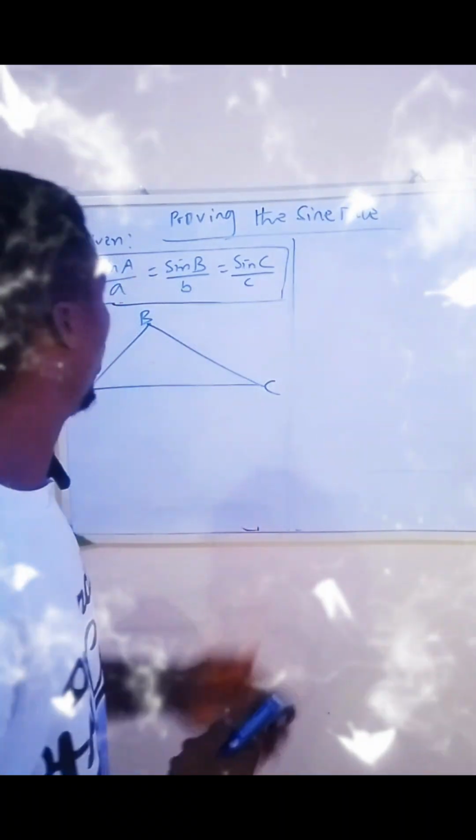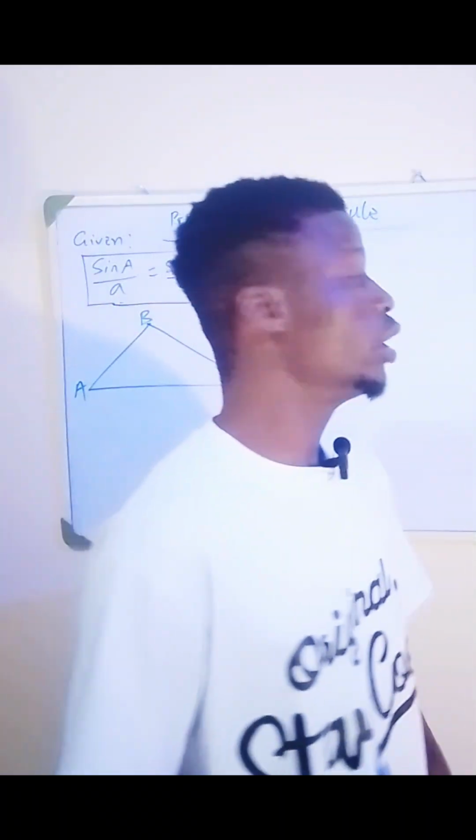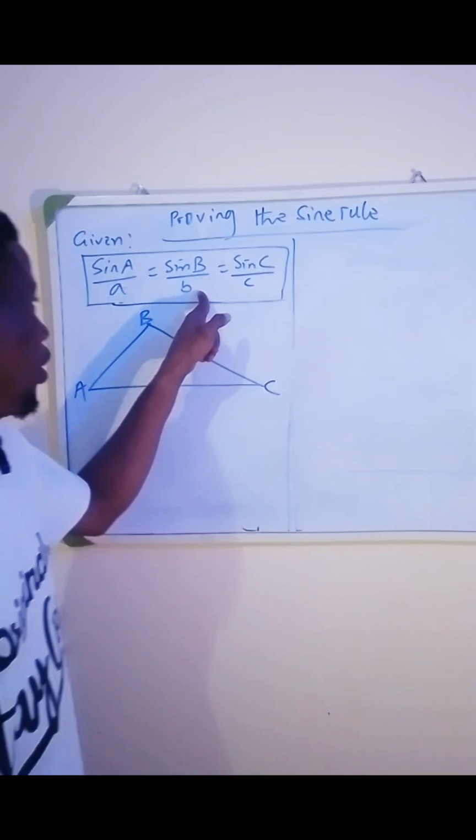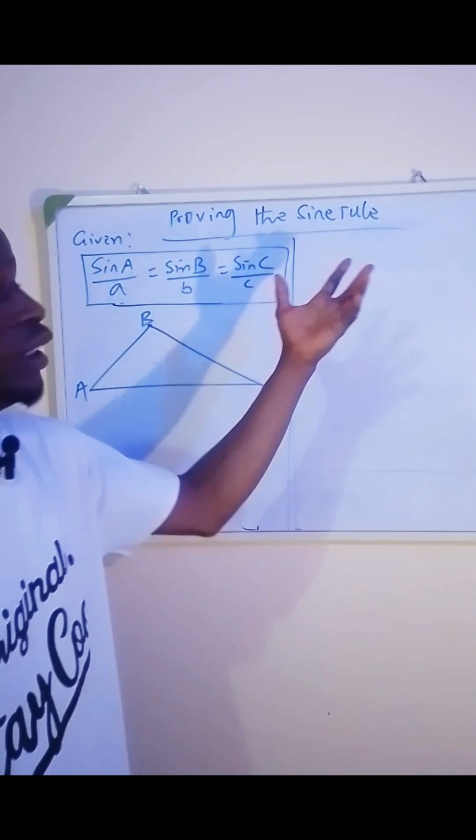In the previous lesson, we were able to prove the cosine rule. So today, we are going to prove that sine A over a equals sine B over b, or sine B over b equals sine C over c.